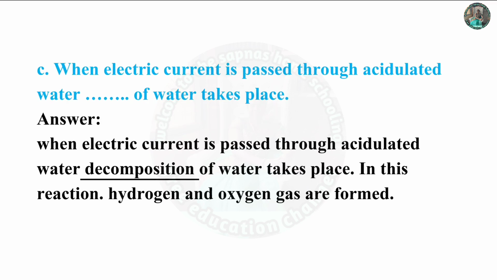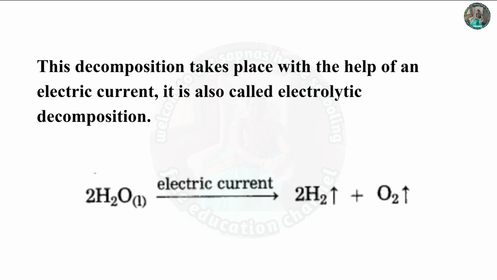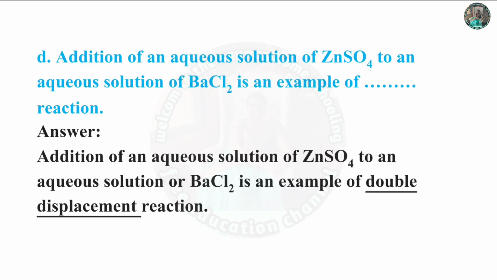C. When electric current is passed through acidulated water, dash water takes place. Answer. When electric current is passed through acidulated water, decomposition of water takes place. In this reaction, hydrogen and oxygen gas are formed. This decomposition takes place with the help of an electric current. It is also called electrolytic decomposition.